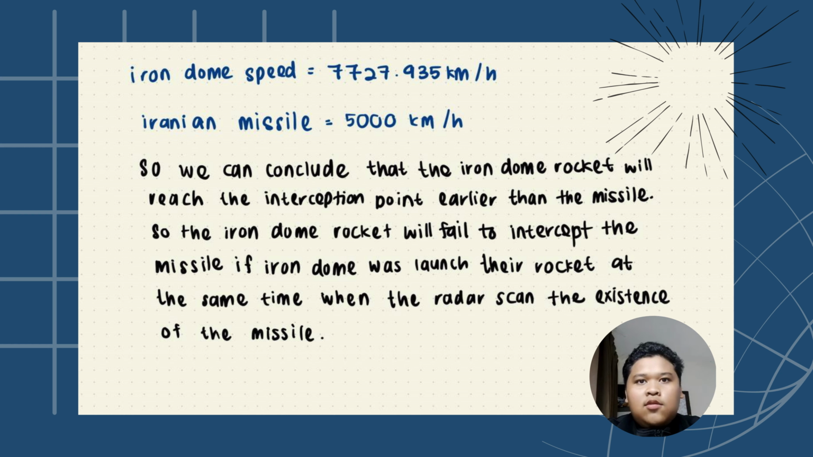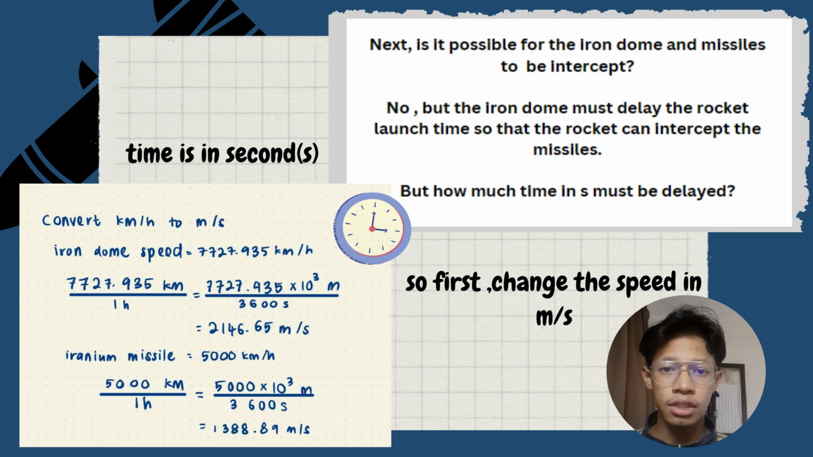So, the Iron Dome rocket will fail to intercept the missile if Iron Dome launched its rocket at the same time when the radar scanned the existence of the missile. Next, is it possible for the Iron Dome and missiles to be intercepted? Yes, but the Iron Dome must delay the rocket launch time so that the rocket can intercept the missile. But how much time in seconds must be delayed?